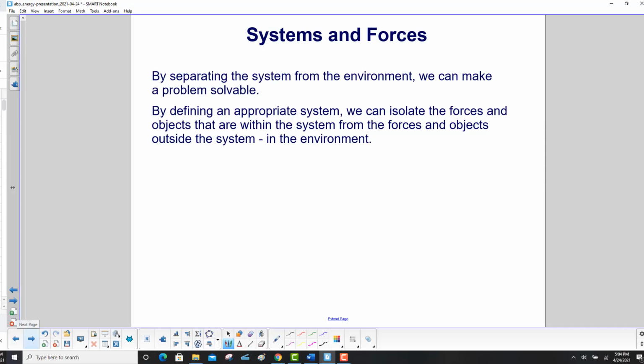By separating the system from the environment, we can make a problem solvable. By defining an appropriate system, we can isolate the forces and the objects that are within the system from the forces and objects outside the system that are in the surrounding environment.